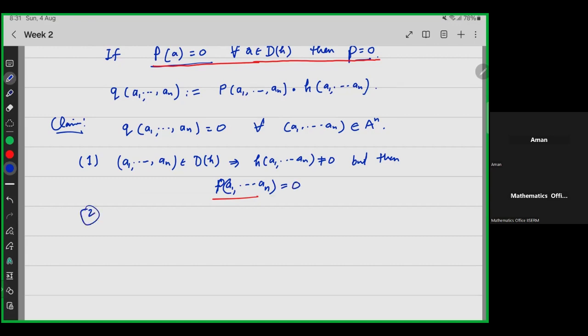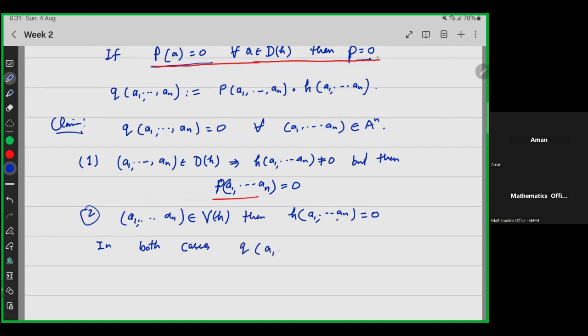The second case is when (a1, ..., an) does not belong to D_h, or it belongs to V_h, then h itself is 0, h(a1, ..., an) is 0. In both cases, q is 0 by definition. q is just the product of p and h, right?